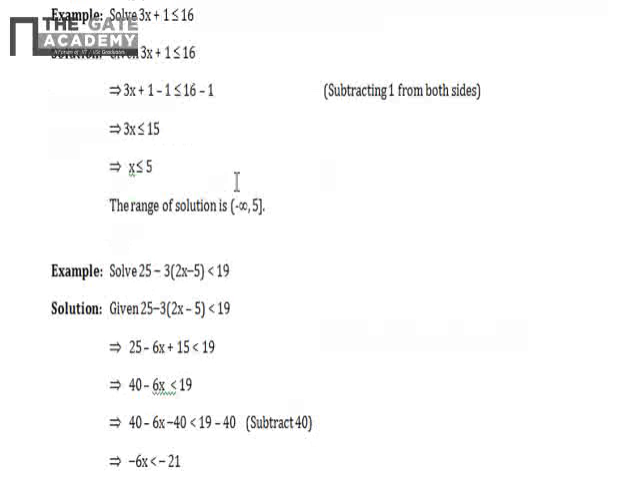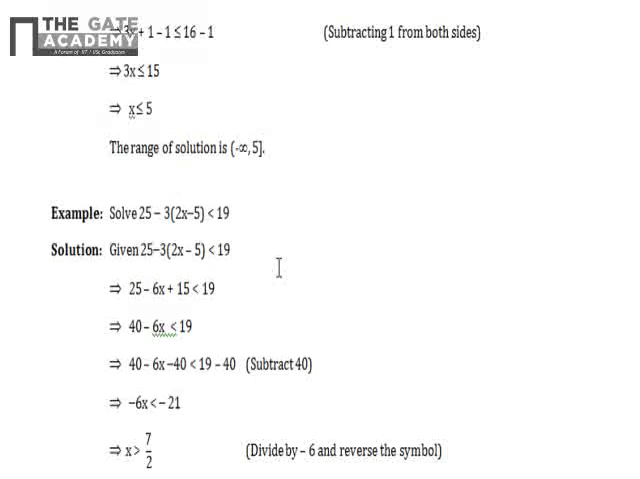Now we'll see some more examples. It's very simple. 3x plus 1 less than or equal to 16. Subtract 1 from both sides, you'll get 3x less than or equal to 15. x less than or equal to 5. So the range we'll write, since it is less than or equal to 5, will be minus infinity to 5. And please keep in mind, 5 is included in the solution because of this equal to sign. That means we will have to keep the square bracket in the range of the solution.